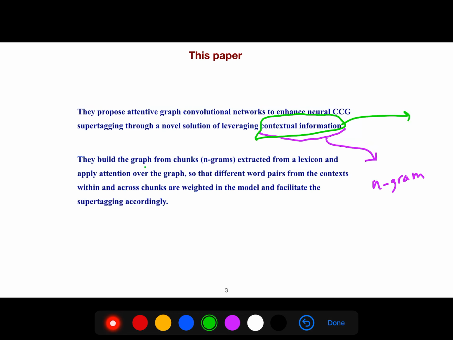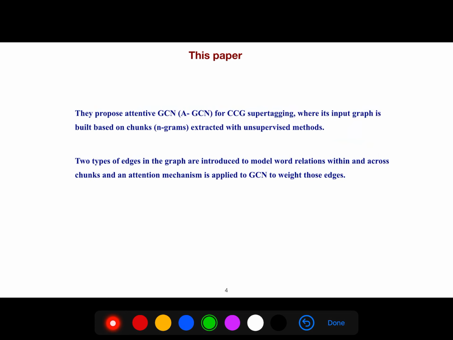So they build a graph from chunks, those n-grams that I told you, extracted from a lexicon, and apply attention over the graph. So it's not just graph convolutions, but also attentive, because it decides what kind of weights to use. And so they propose an attentive graph convolutional network, let's say GCN, for CCG supertagging, where its input graph is based on chunks.